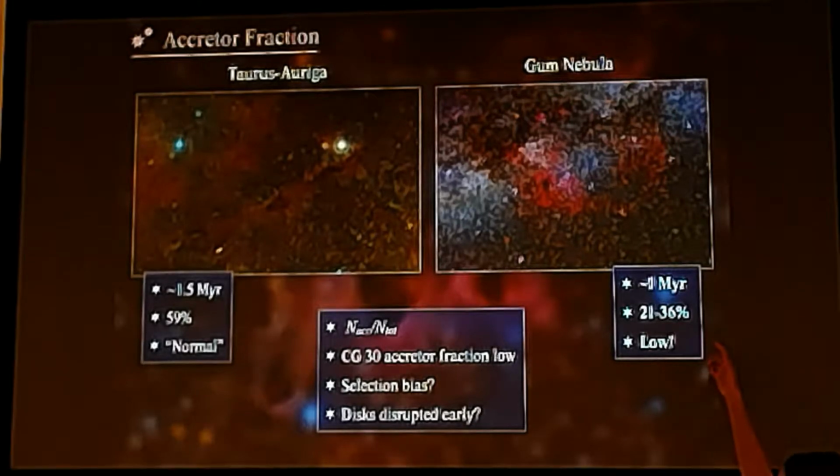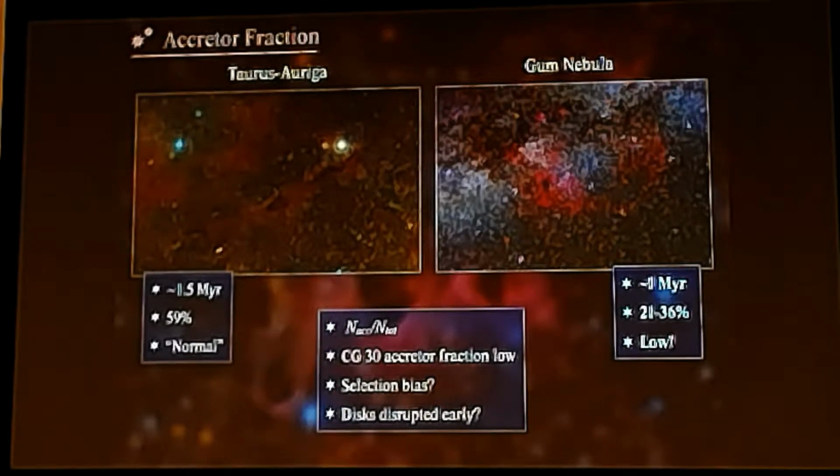If we count up all the stars that are accreting and divide by all the stars there, we find that the accretor fraction is actually quite low, 21 to 36%. This is despite how young this region is. This region looks like it's about 1 million years old by the lithium and by the HR diagram. So it's interesting that so few of the stars there appear to still be accreting.